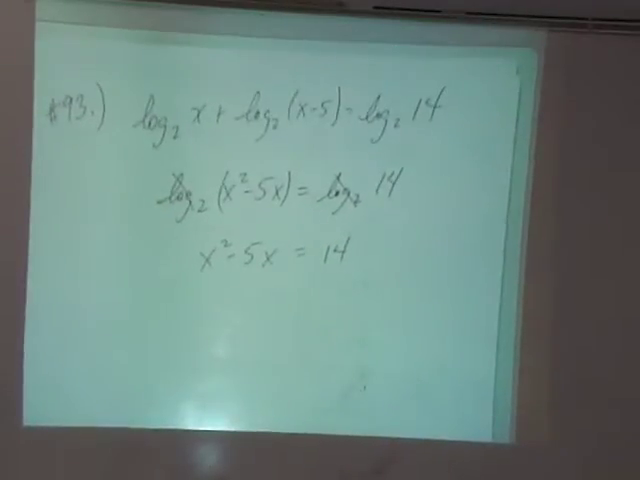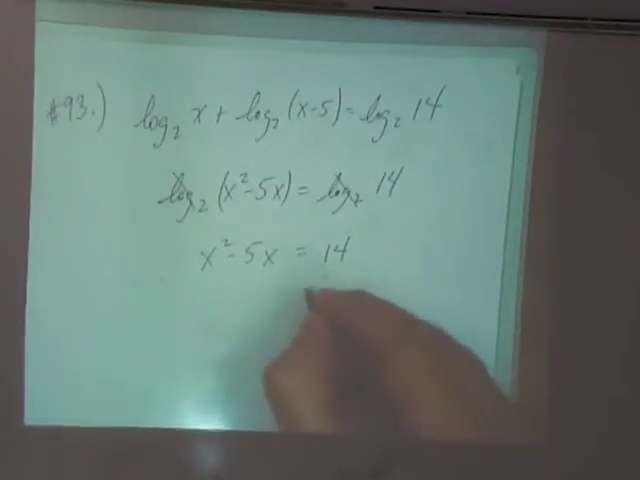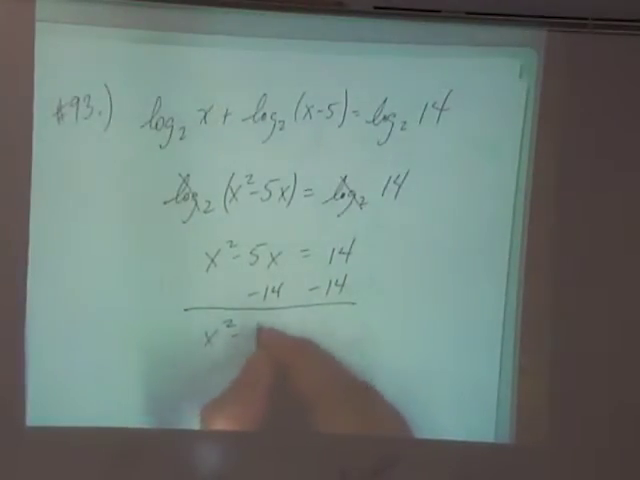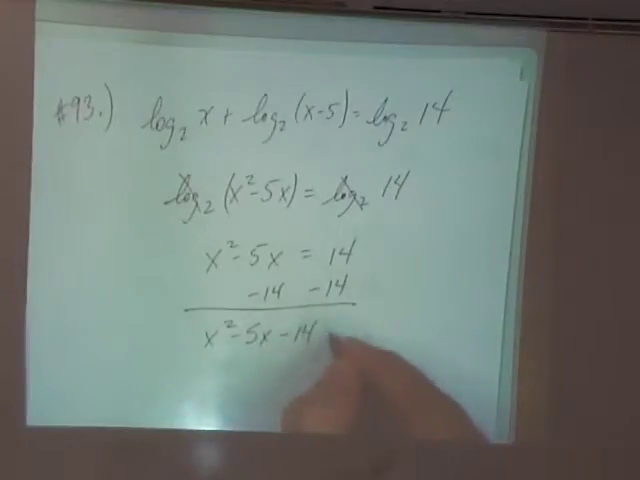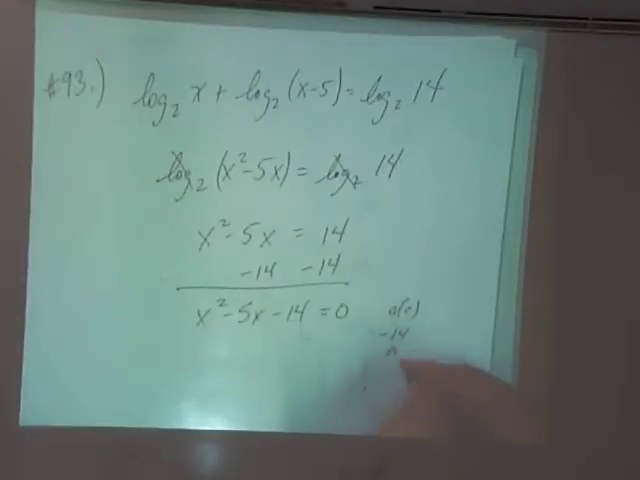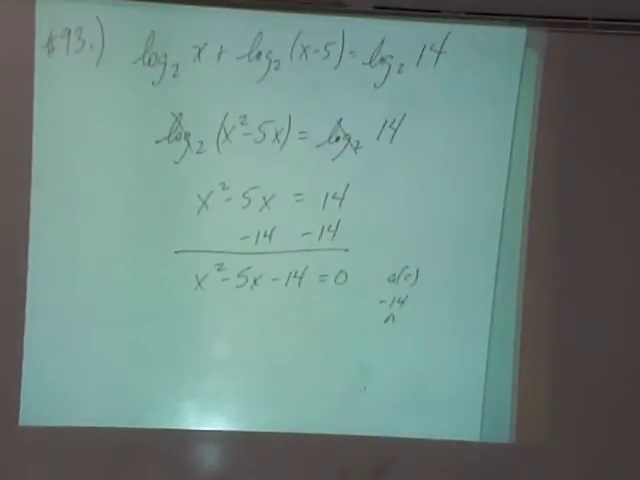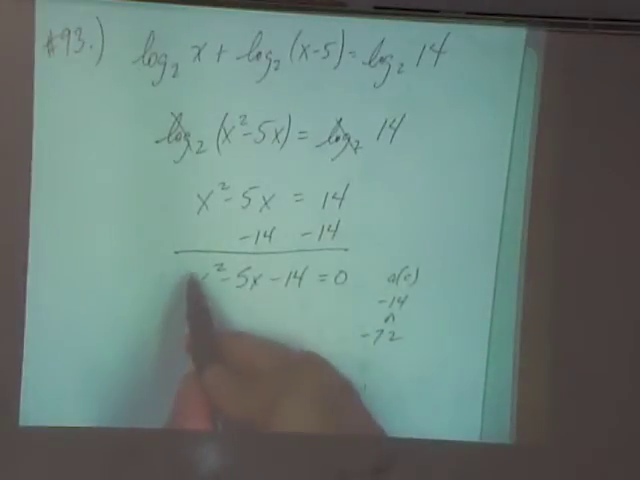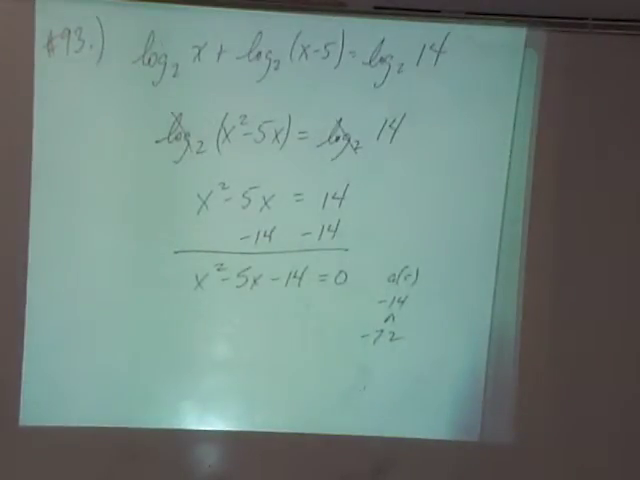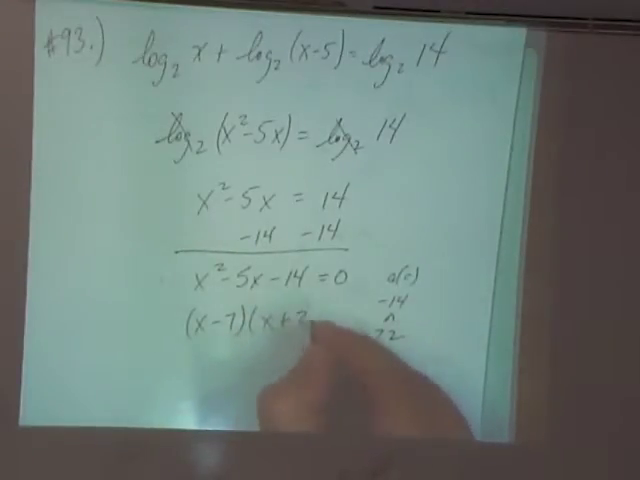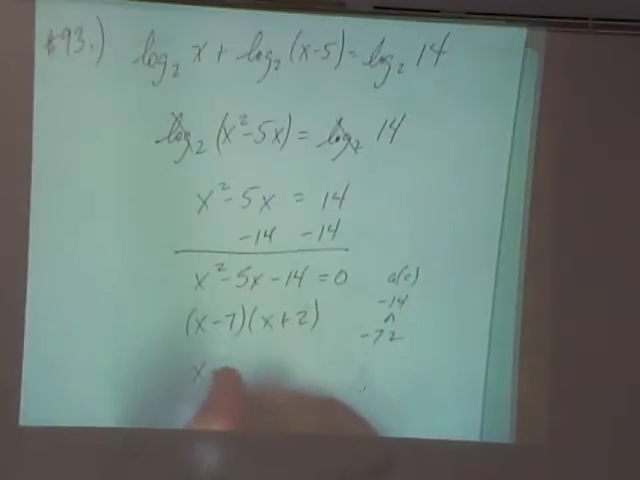It's a quadratic. Set it equal to 0. Subtract the 14 over. X squared minus 5x minus 14 equals 0. A times c is negative 14. Two numbers that multiply to negative 14 and add up to negative 5: negative 7 and 2. My a value is equal to 1, so I can go right to factored form. X minus 7, x plus 2. So x is equal to 7 and negative 2.